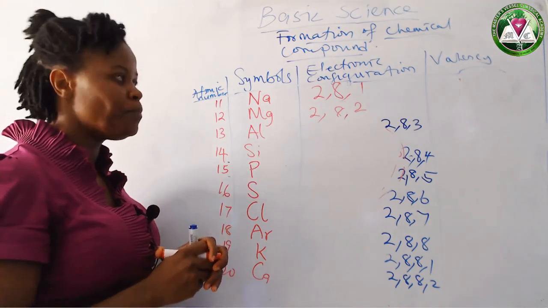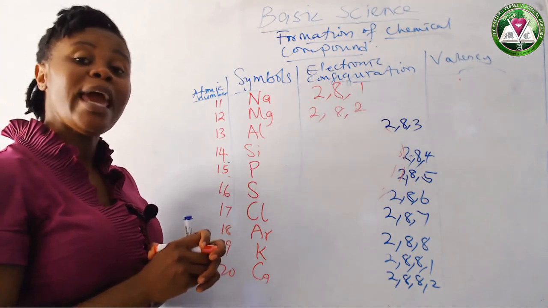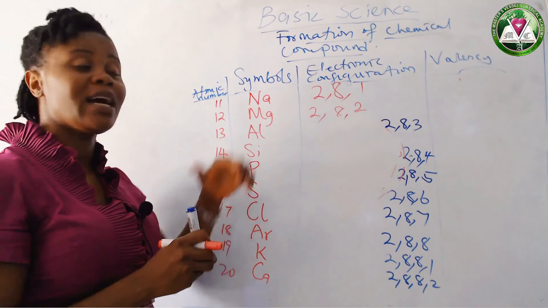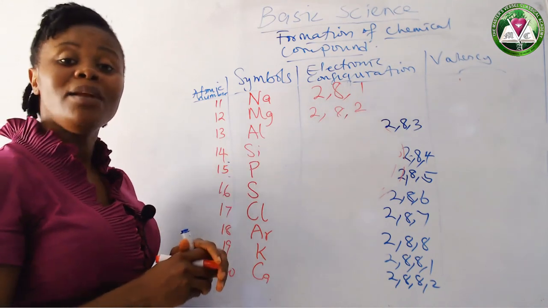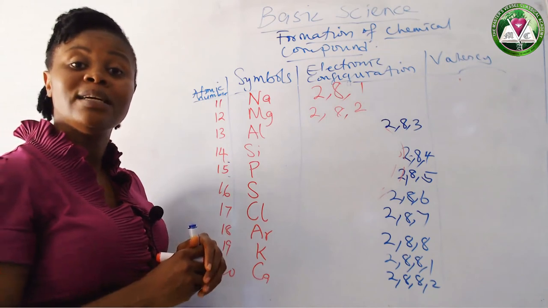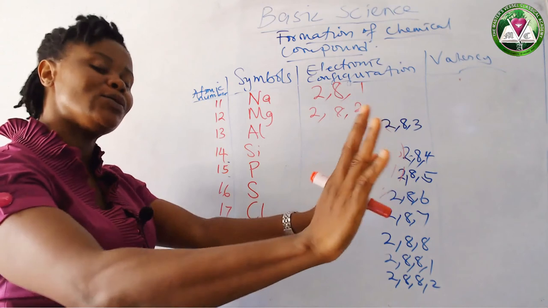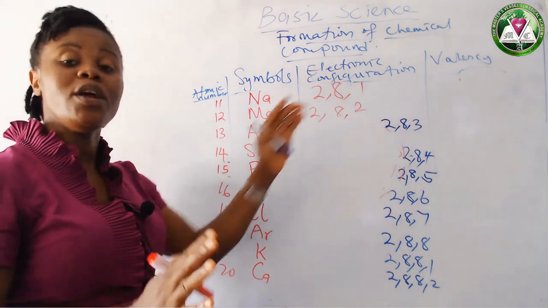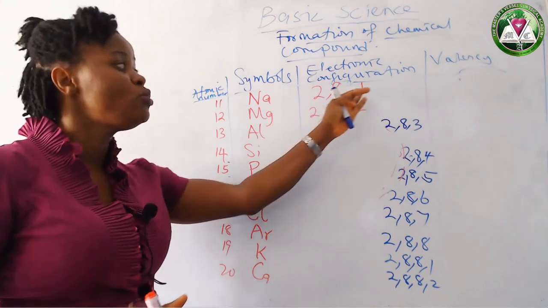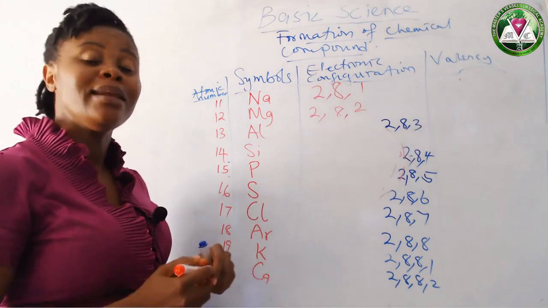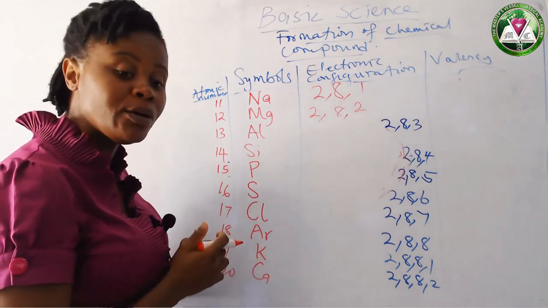Remember what was said? That this shell will take how many electrons? 8. It's only the first one that can take 2 electrons. So since this element needs how many more electrons to be complete? 7. So what do you think it will do? It will give out 1 electron for it to attain an octet level. It will just do what? Give out 1 electron.